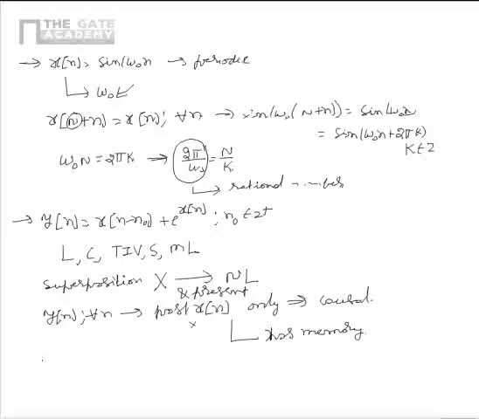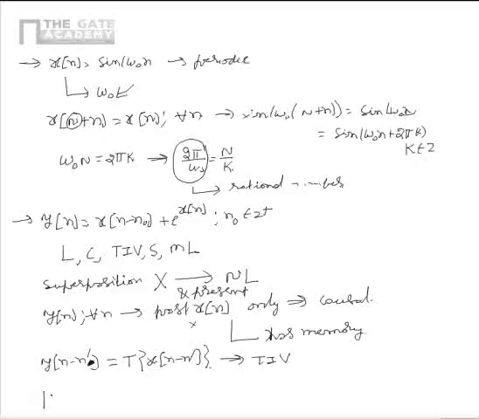We can also see that y of n minus n dash, that is the delayed version of output, is equal to the output due to the delayed version of input, that is the transformation of x of n minus n dash. From this, we can see that the system is time invariant as well.